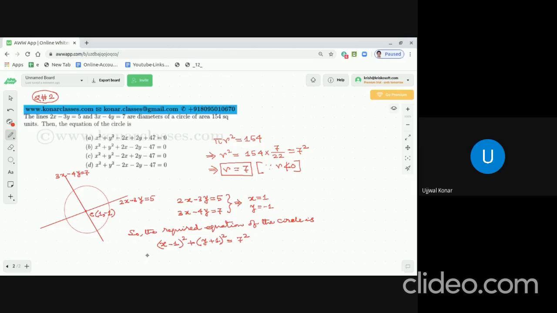So now if we simplify a little bit, what we are going to get: x square minus 2x plus 1 plus y square plus 2y plus 1 is equal to 49. So from here what we are going to get, dear students, is that x square plus y square minus 2x plus 2y minus 47 is equal to 0.